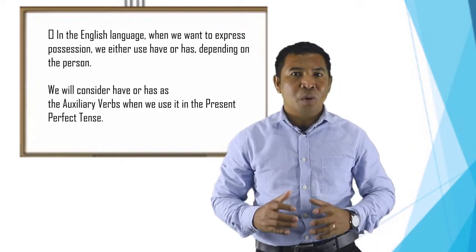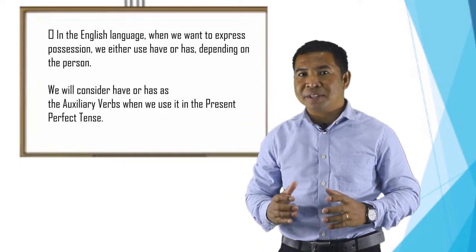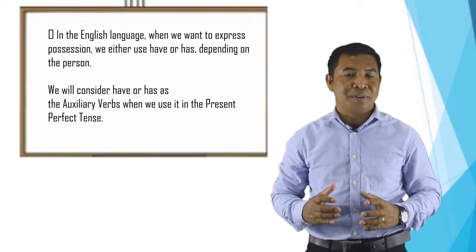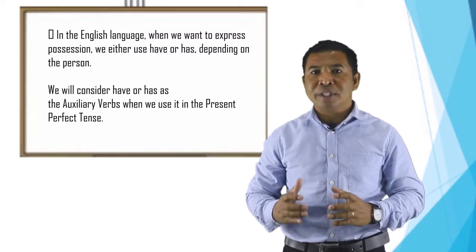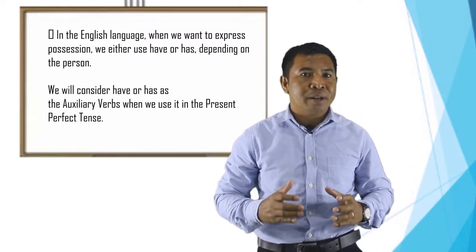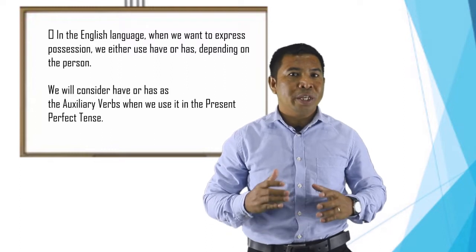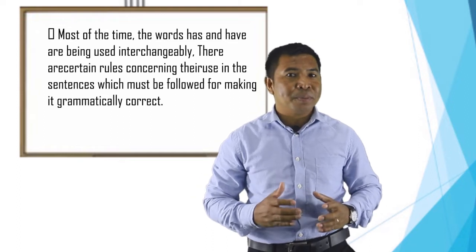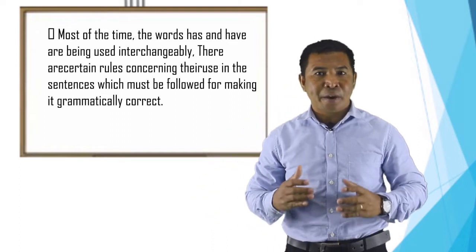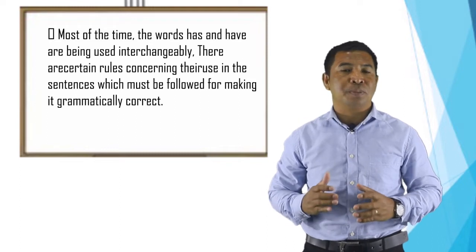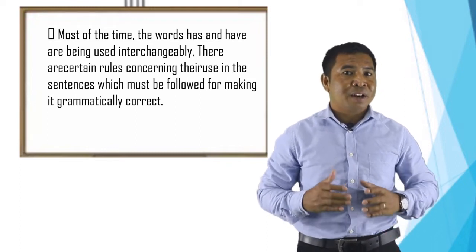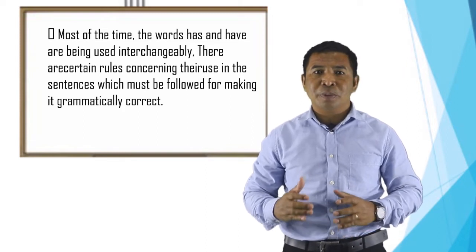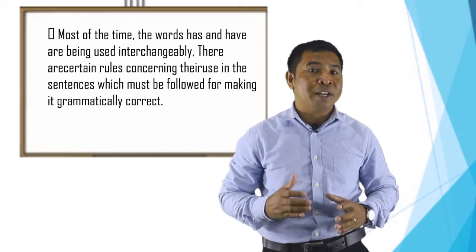In the English language, when we want to express possession, we use either have or has, depending on the person. But we will consider have or has as an auxiliary verb when we use it in the present perfect tense. Most of the time, the words has and have are used interchangeably. But there are certain rules concerning their use in sentences, which must be followed to make them grammatically correct.